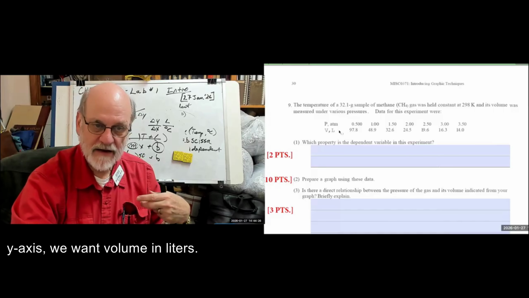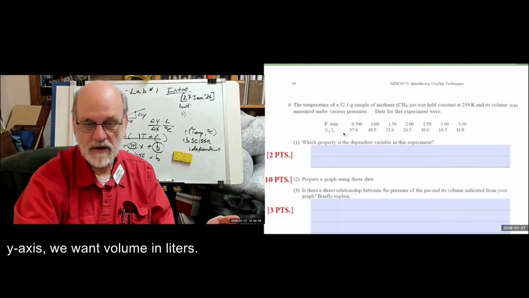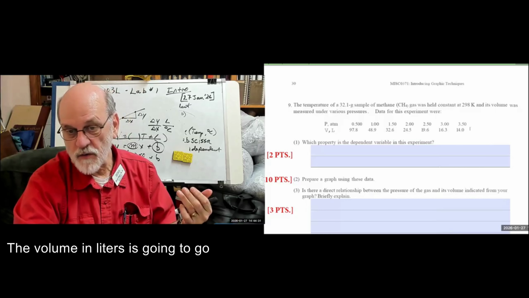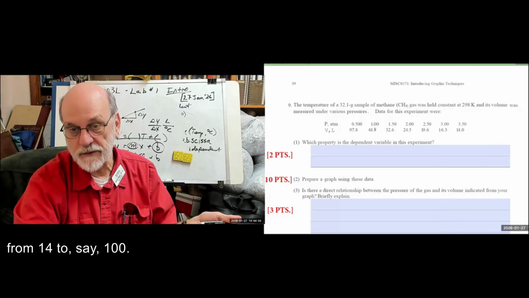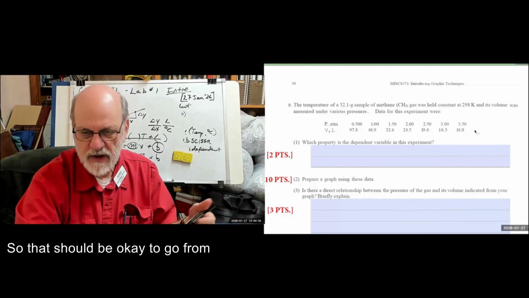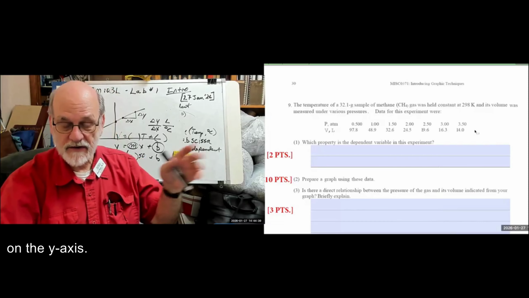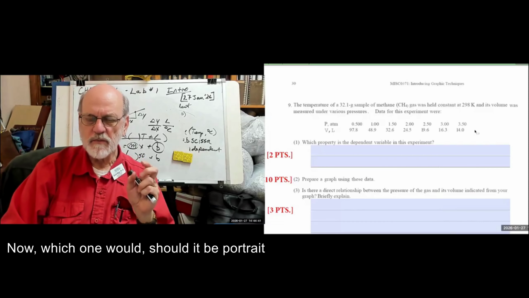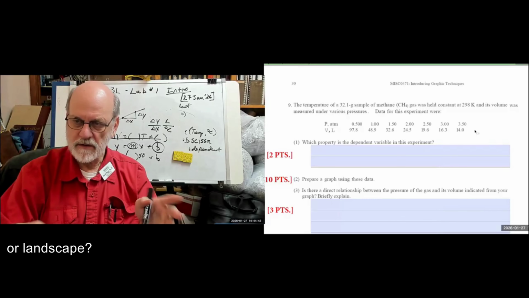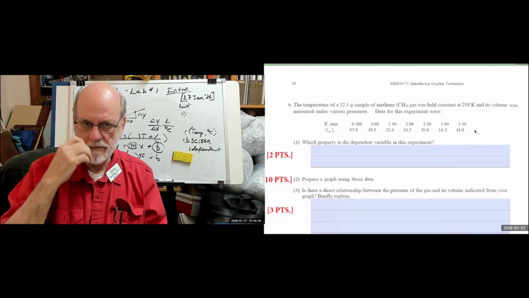And on the y-axis, we want volume in liters. The volume in liters is going to go from 14 to, say, 100. So that should be okay to go from 0 to 100. You should be able to get that on the y-axis. Now, which one should it be, portrait or landscape?